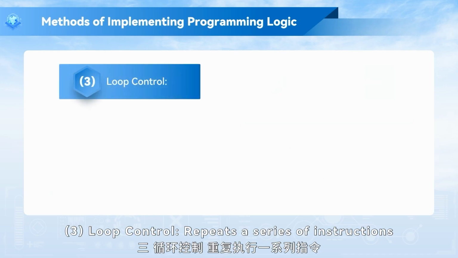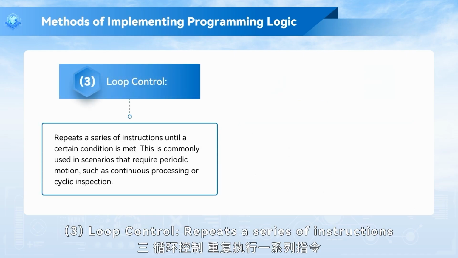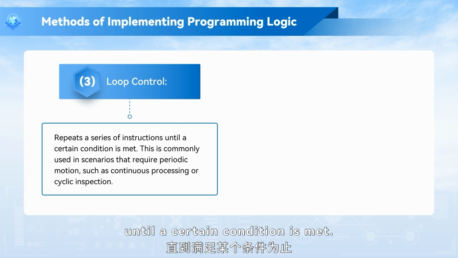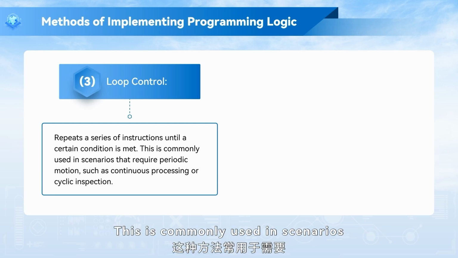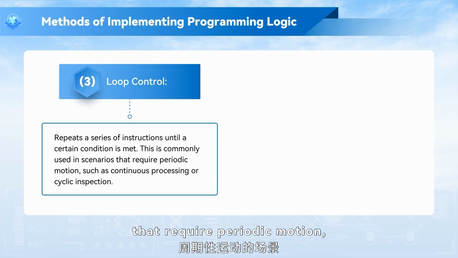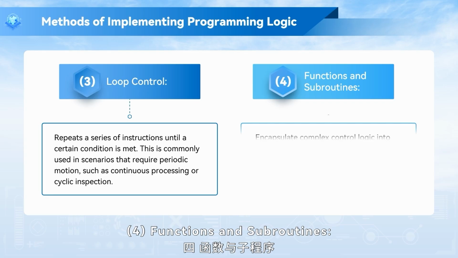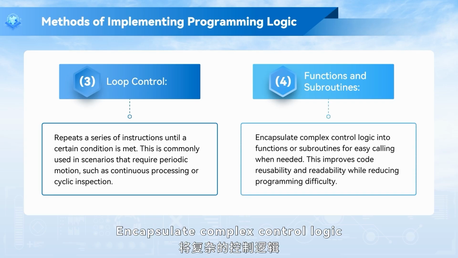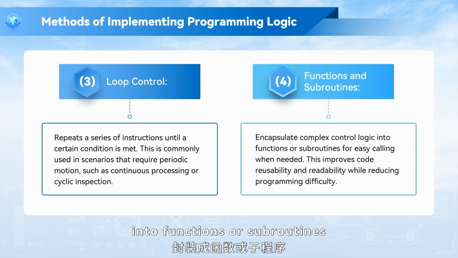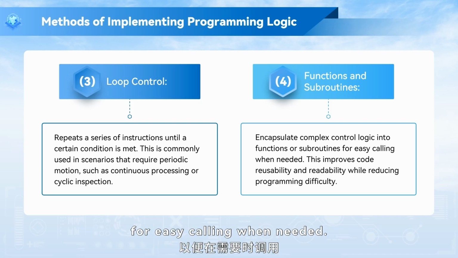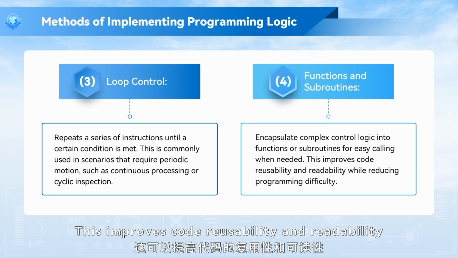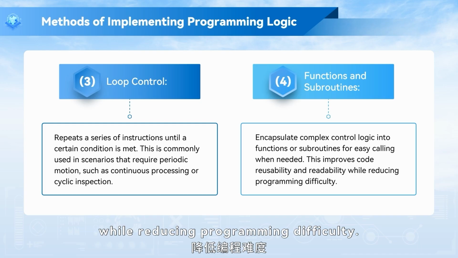3. Loop control repeats a series of instructions until a certain condition is met. This is commonly used in scenarios that require periodic motion, such as continuous processing or cyclic inspection. 4. Functions and subroutines encapsulate complex control logic into functions or subroutines for easy calling when needed. This improves code reusability and readability while reducing programming difficulty.